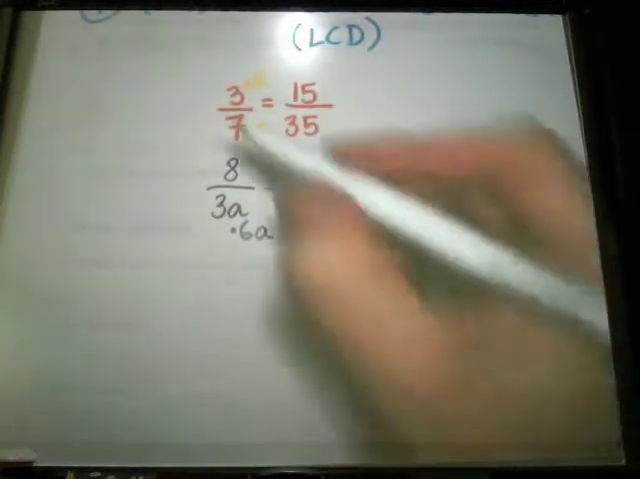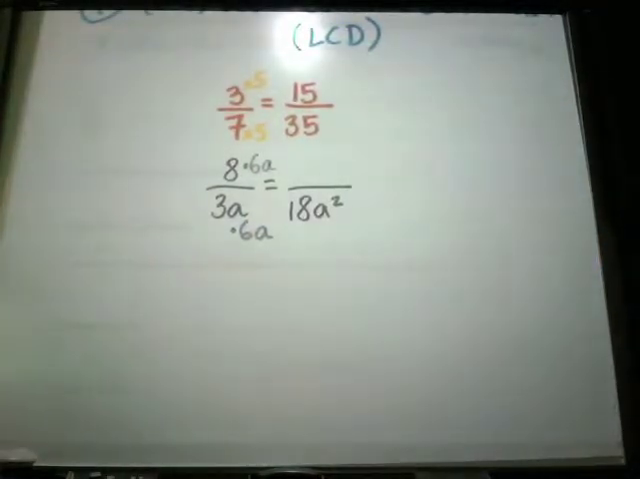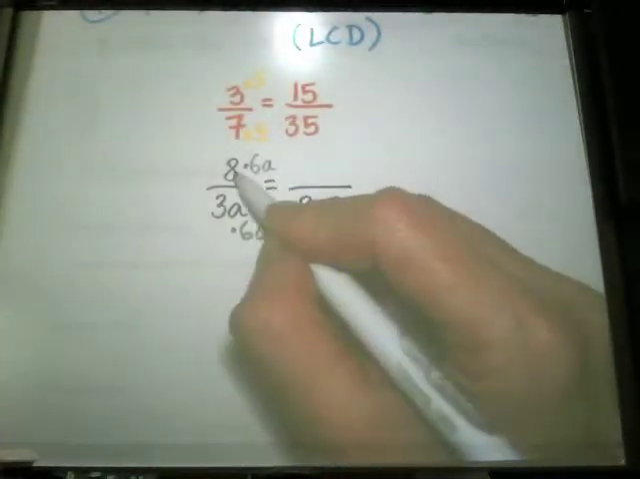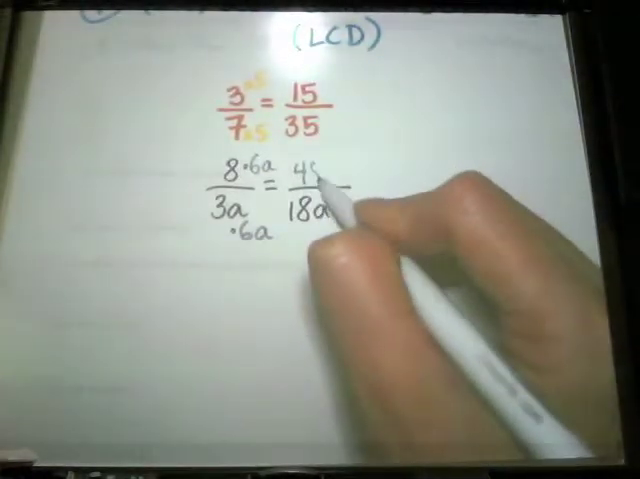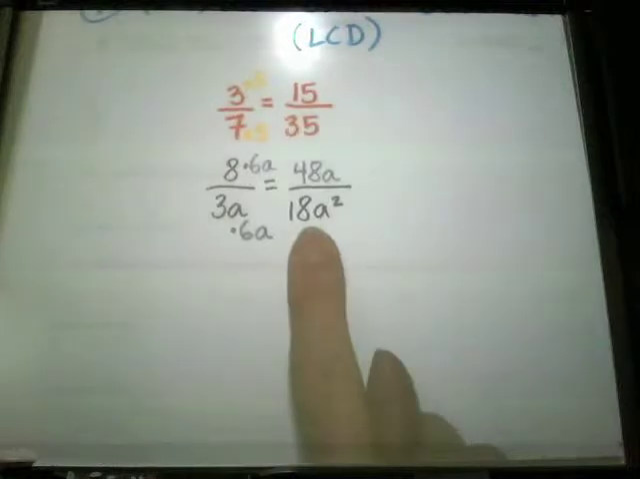Exactly right. Now, what we have to remember is to multiply the numerator by that same factor. If it was times 6a, it's times 6a. 8 times 6, 48. Times a, 48a is my new numerator. This is an equivalent fraction. It's not simplified. Don't simplify this, guys. It'll just take you back to where you started.